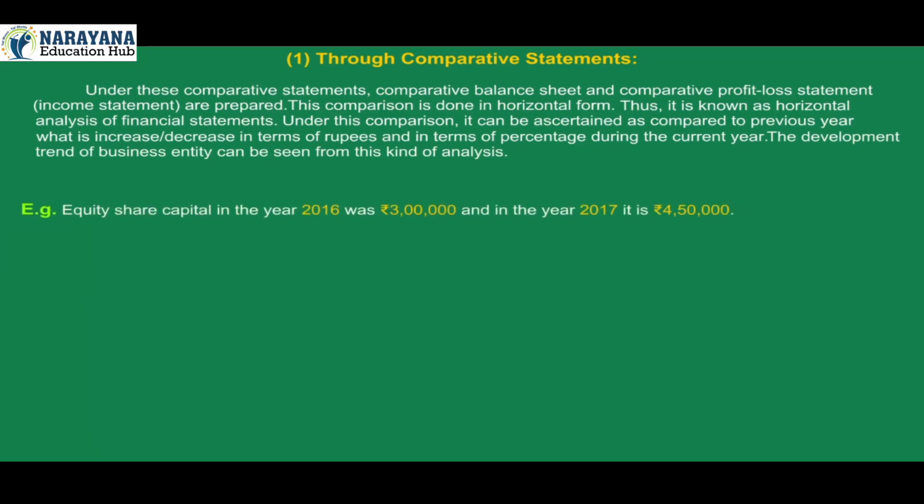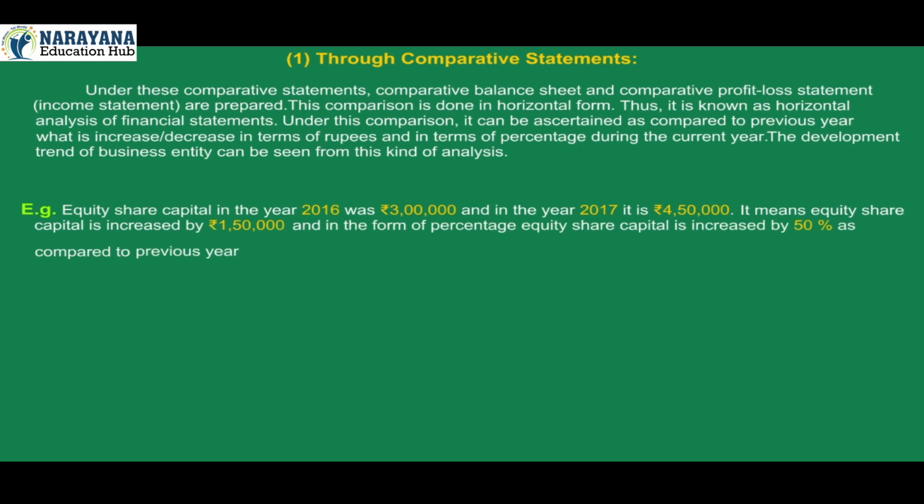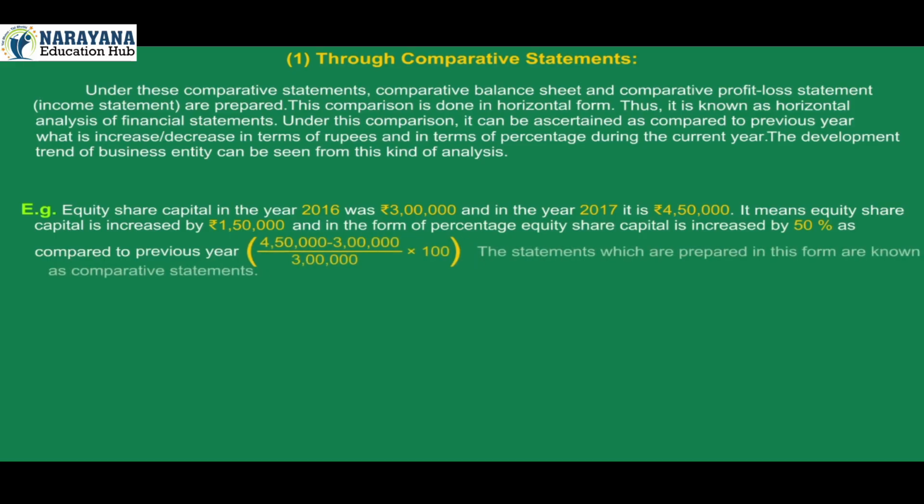Example, equity share capital in the year 2016 was rupees 3 lakh and in the year 2017 it is rupees 4,50,000. It means equity share capital increased by rupees 1,50,000 and in the form of percentage, equity share capital increased by 50% as compared to the previous year. 4,50,000 minus 3 lakh divided by 3 lakh into 100. The statements which are prepared in this form are known as comparative statements.